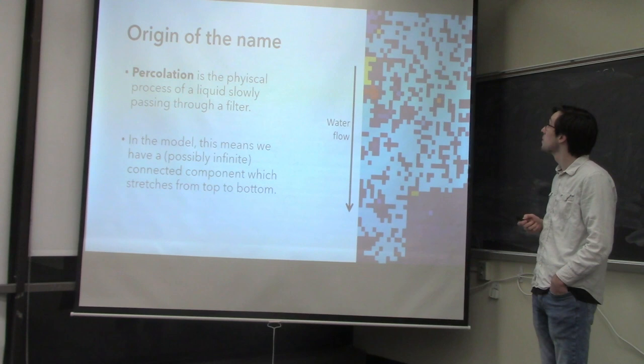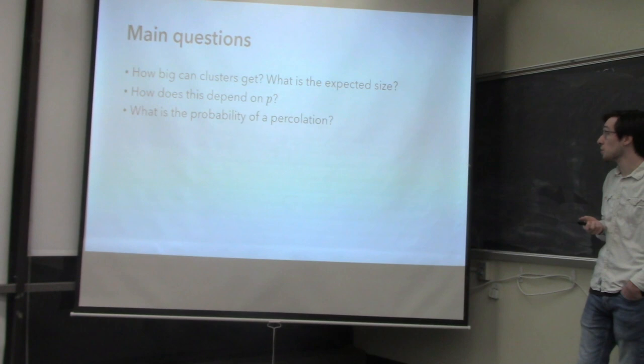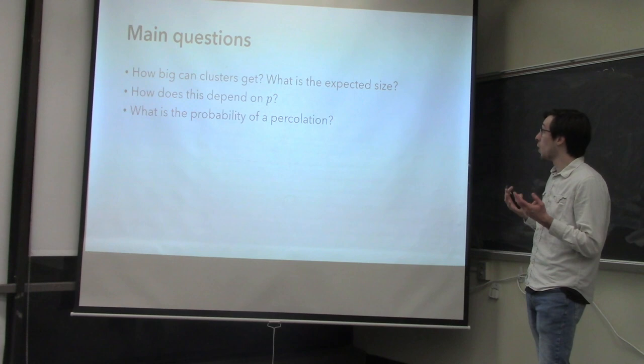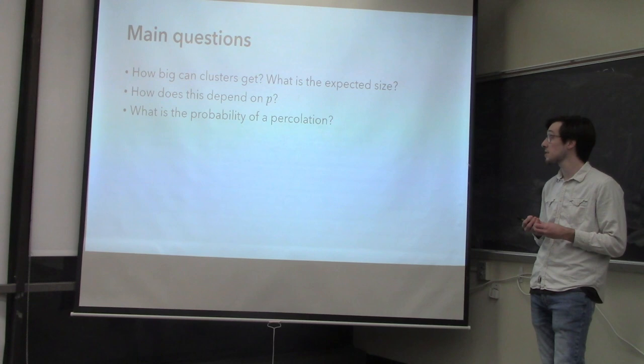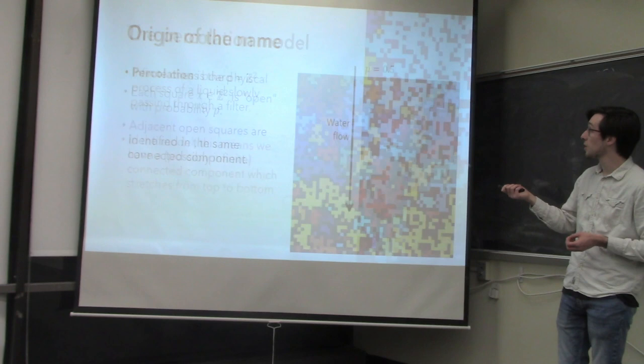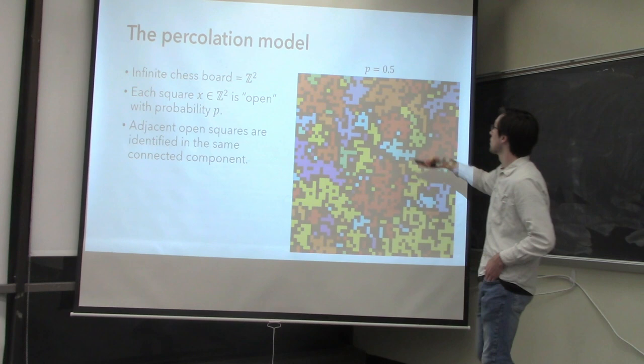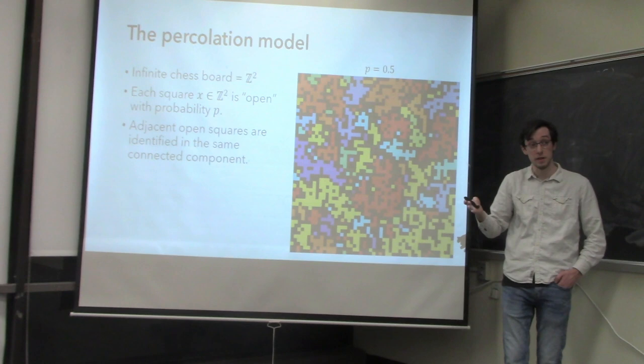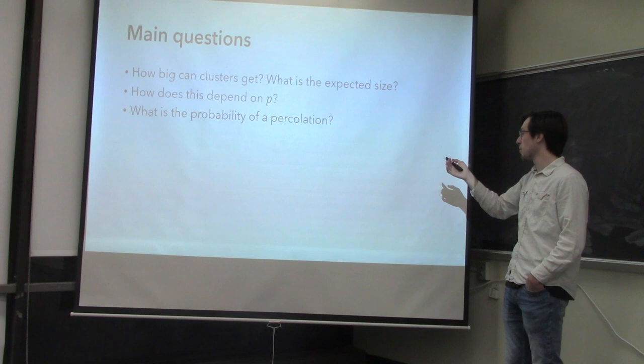So these are some of the main questions that you get when you open up a book on this topic. People want to know, how big can these clusters get? What is their size and expected value? Or is there a possibility of having infinite size clusters? Secondly, you want to know how this depends on the parameter p, because we said that we're picking the probability parameter. So we want to actually know how this choice of parameter will change what the expected behavior is going to be. And finally, we want to know what the probability is of a percolation, the probability that we have this infinite cluster that goes infinitely high and low.